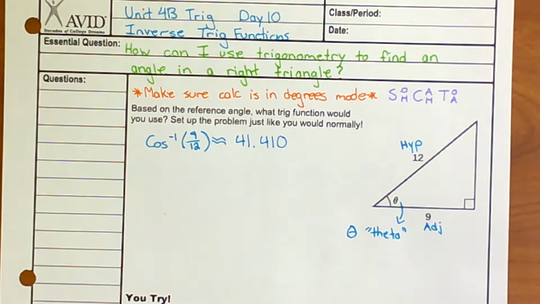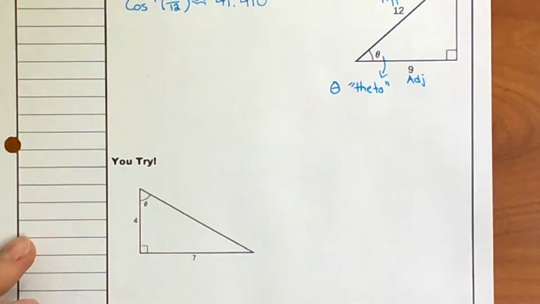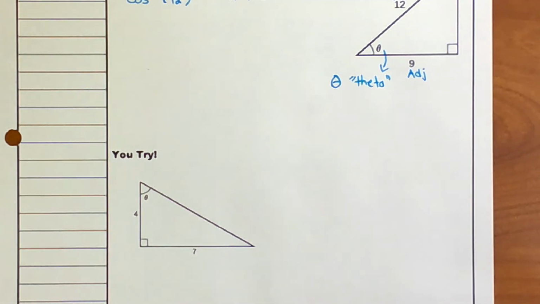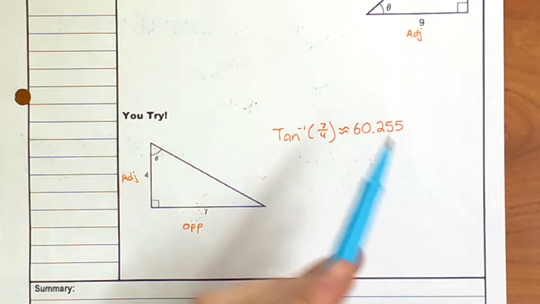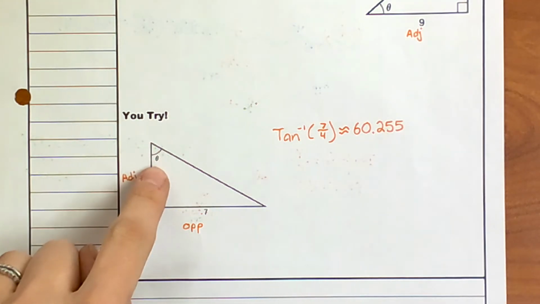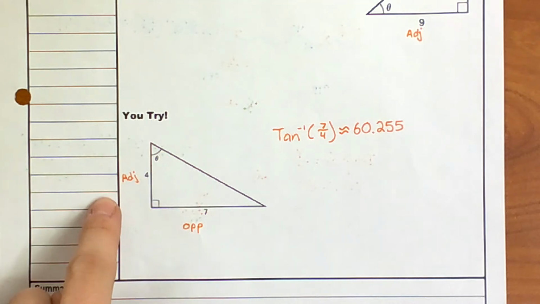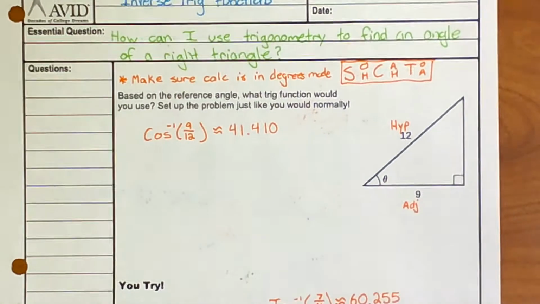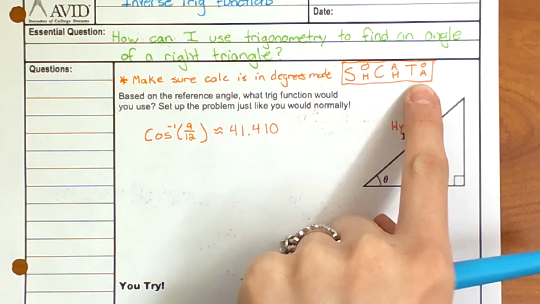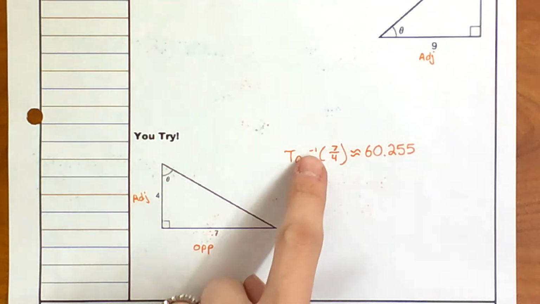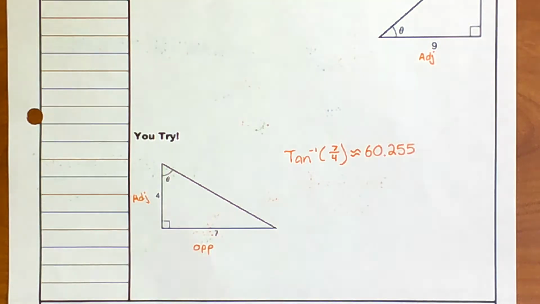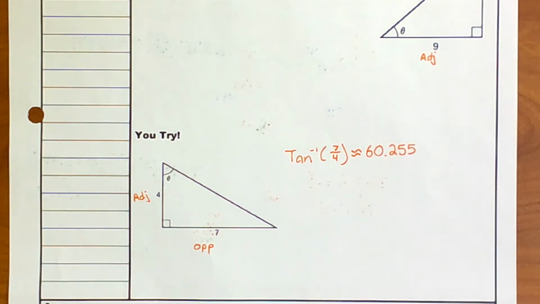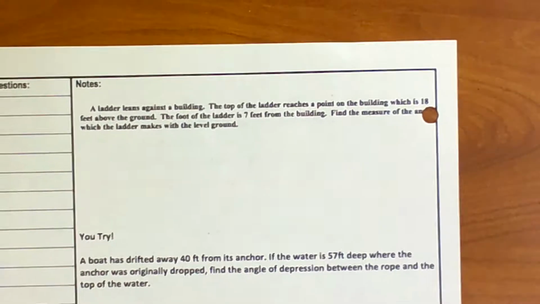Now I want you to pause the video and go ahead and try the next one. You should get somewhere around 60.255 degrees. Theta is up in the corner, so we have opposite and adjacent. That is tangent for SOHCAHTOA, so we're going to use inverse tangent, tangent to the -1 of opposite over adjacent, so 7 over 4. And in my calculator, that gives me 60.255.